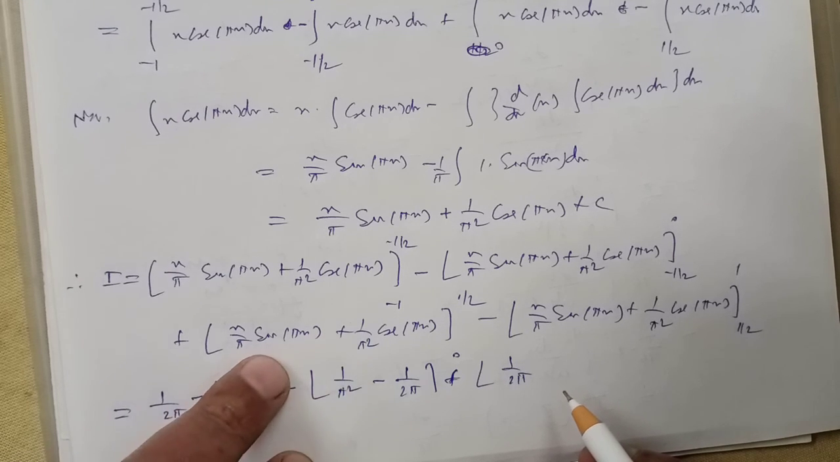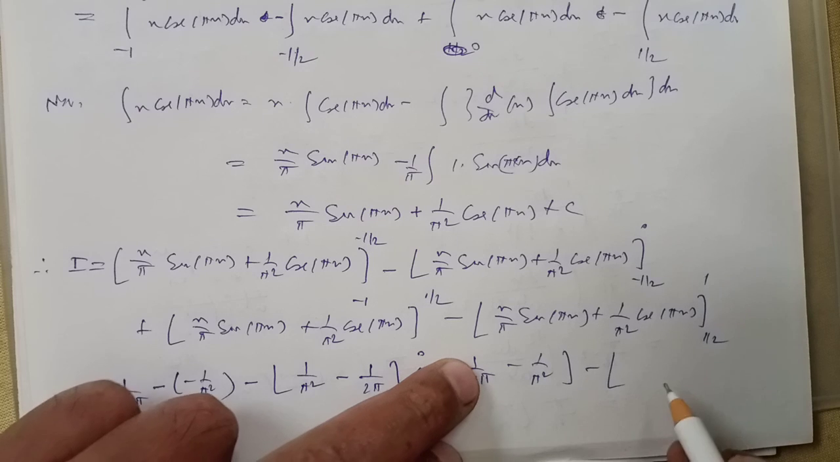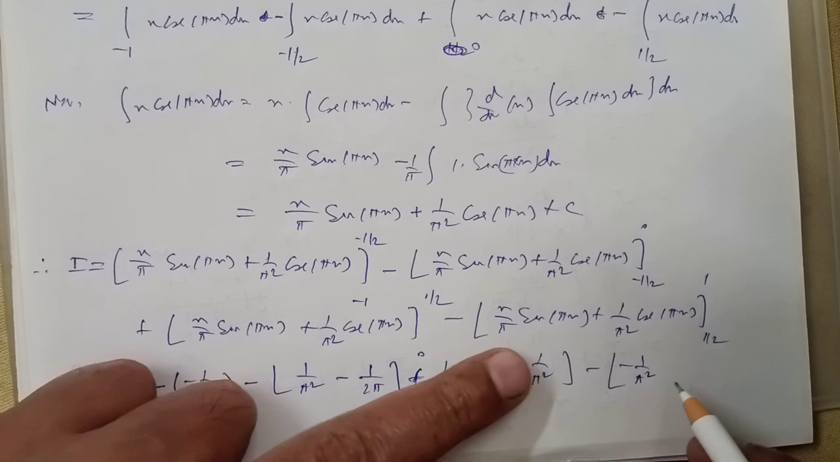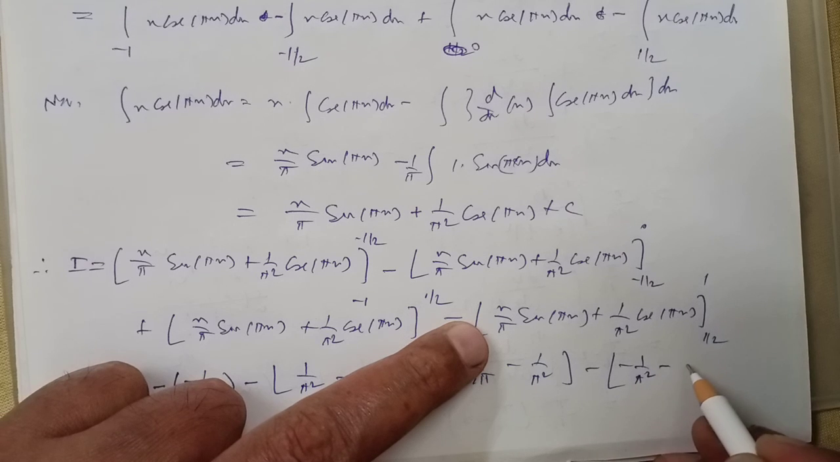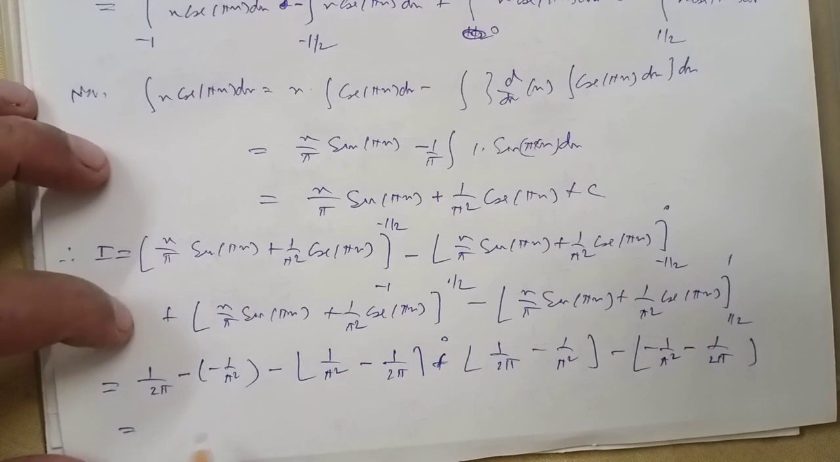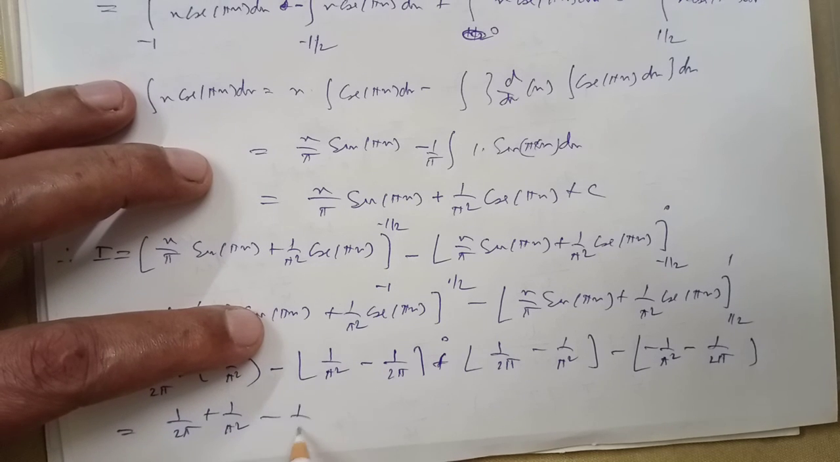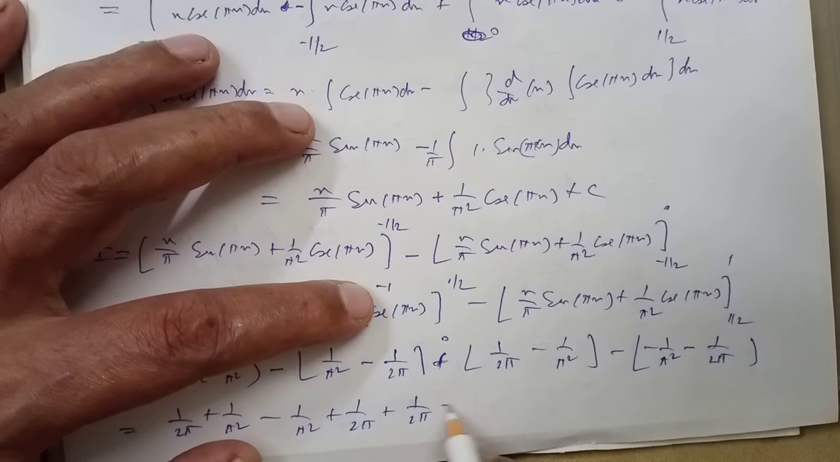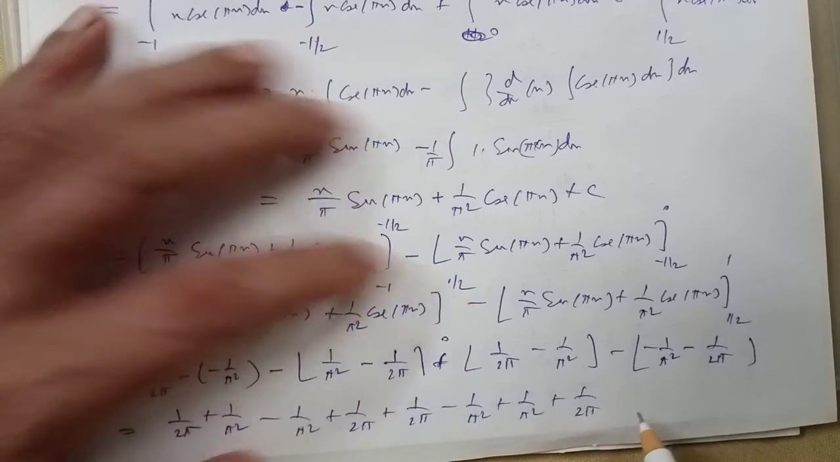Fine. Then plus sine of pi by 2 is 1, so 1 by 2 pi, cos of pi by 2 is 0, this is 1, so minus 1 by pi square. Then minus, put 1 here, sin pi is 0, cos pi is minus 1, that is minus 1 by pi square. Put half here, so 1 by 2 pi, minus 1 by 2 pi, this is 0. So we get 1 by 2 pi plus 1 by pi square minus 1 by pi square plus 1 by 2 pi plus 1 by 2 pi minus 1 by pi square plus 1 by pi square plus 1 by 2 pi.